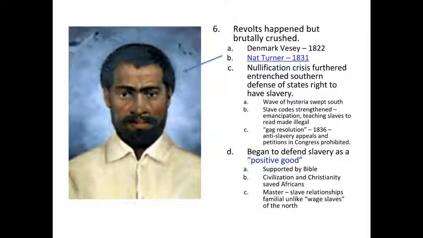So revolts oftentimes did happen, but they were brutally crushed. One was Denmark Vesey in 1822, and one of the famous ones, which they recently had a film out, was Nat Turner's Rebellion. That happened in 1831. So Nat Turner was raised, he split from his family, raised with a white family, was taught to read the Bible, so he knew how to read.